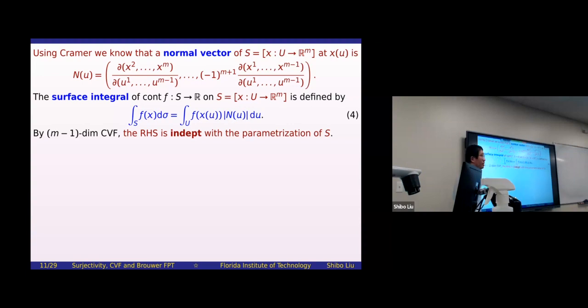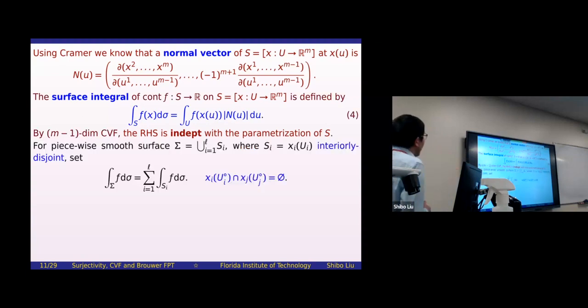But our induction assumption that the n minus one dimensional changing variable formula is true implies that the right-hand side does not depend on the parametrization X. So this definition is well defined. So we define the surface integral just using a parametrization and using the corresponding n minus one dimensional volume integral to define the surface integral. Okay, that is for a small piece of a surface.